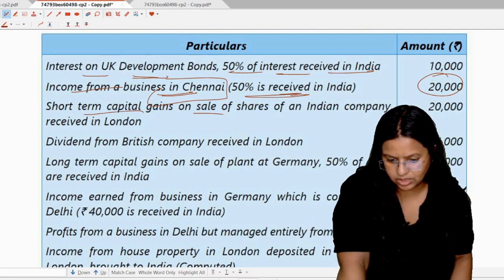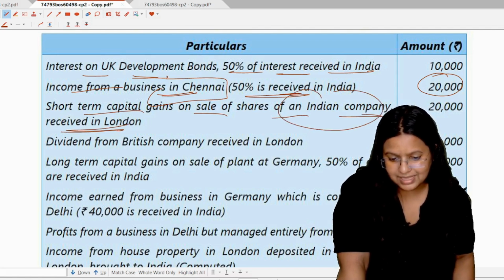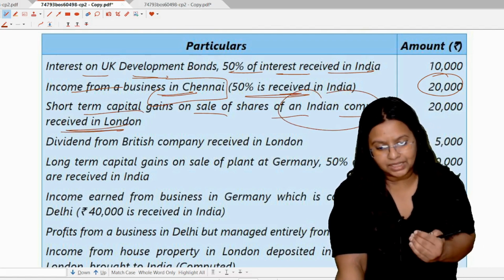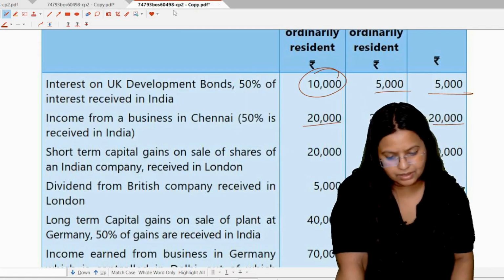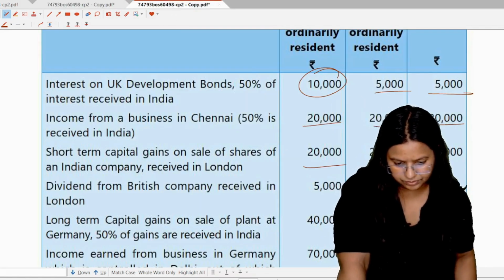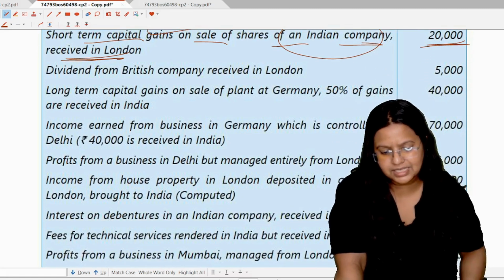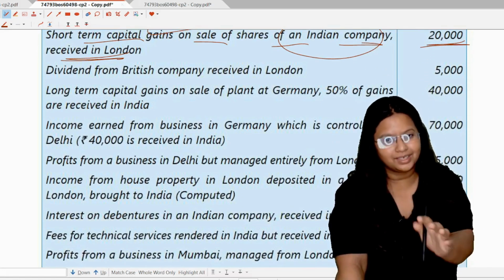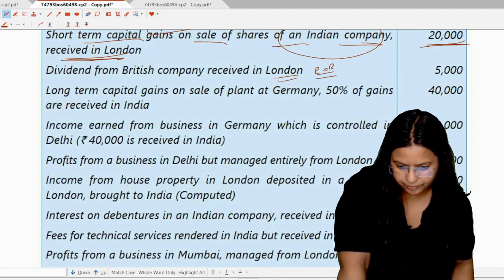Short-term capital gain on sale of shares of an Indian company, received in London. Agreed? Because these are shares of an Indian company, the accrual point is in India. So 20,000 will be taxable for all the three persons. Next is dividend from a British company received in London, not related to India in any kind. So this income will be taxable only for ROR.